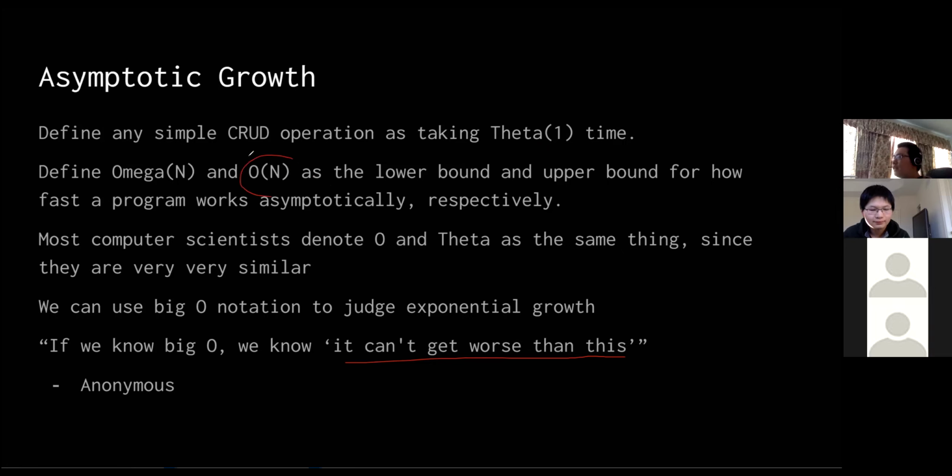So we just basically care about this, and we use O because theta is annoying to write. Now the question is, what can we do with this? We don't know what this means.